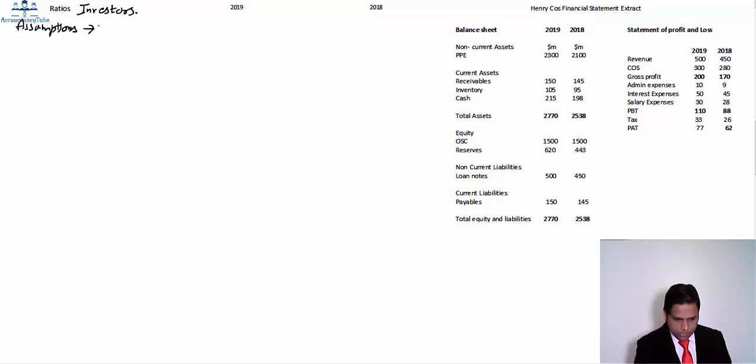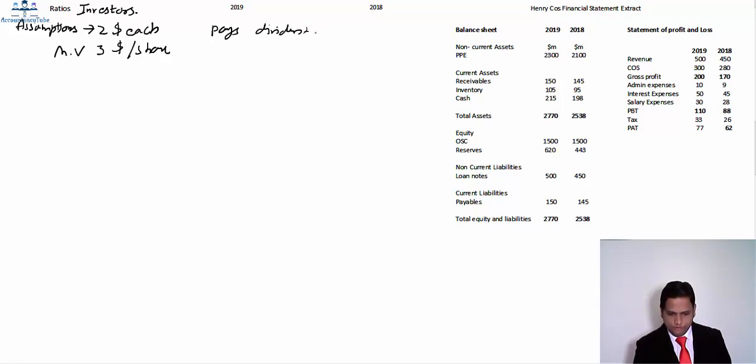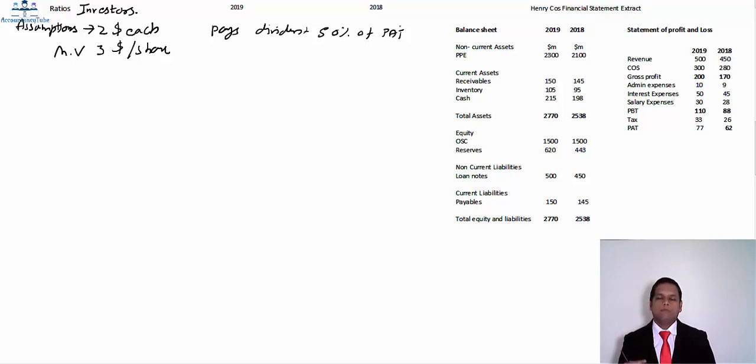Our equity is $2 each. Our market price is $3 per share. That's our market value. And Enrico pays dividend, which is 50% of profit after tax. Whatever it earns, it pays 50% back to shareholders. It's normal for a company to keep a certain percentage for itself for financing of future projects.